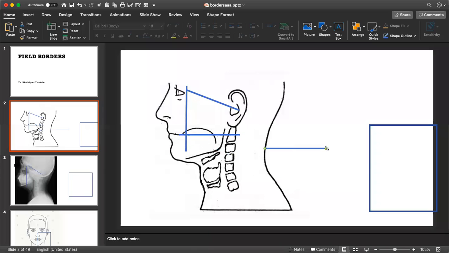Now coming to your posterior border. Your posterior border may be at the tip of the mastoid process, or it would be at the level of the mastoid process.